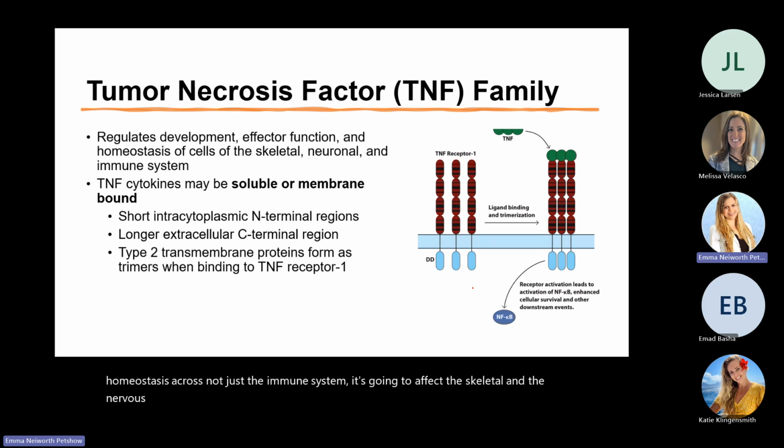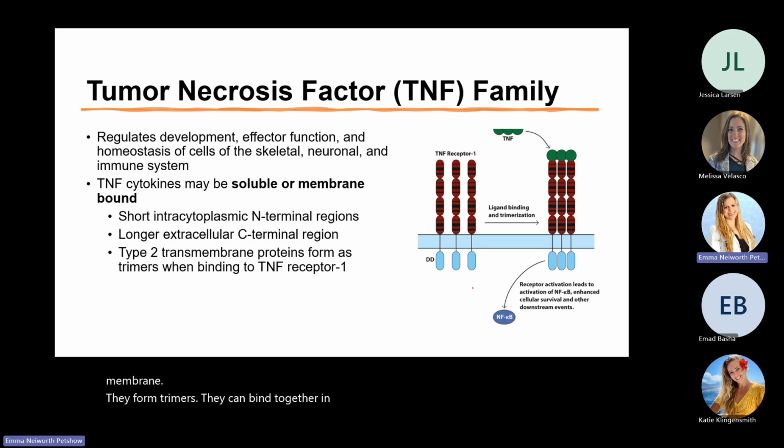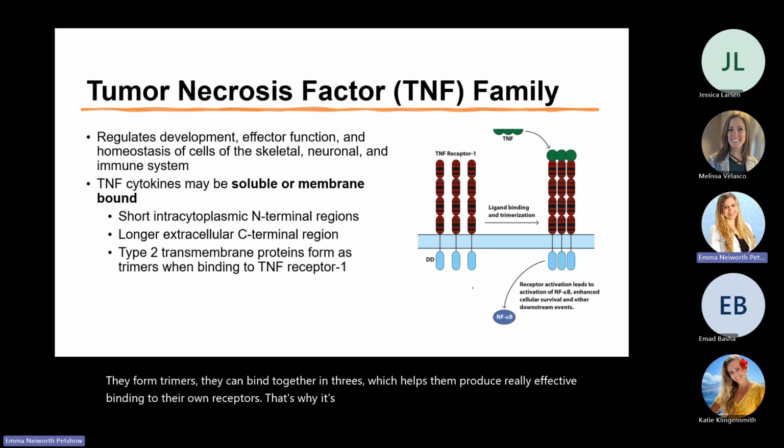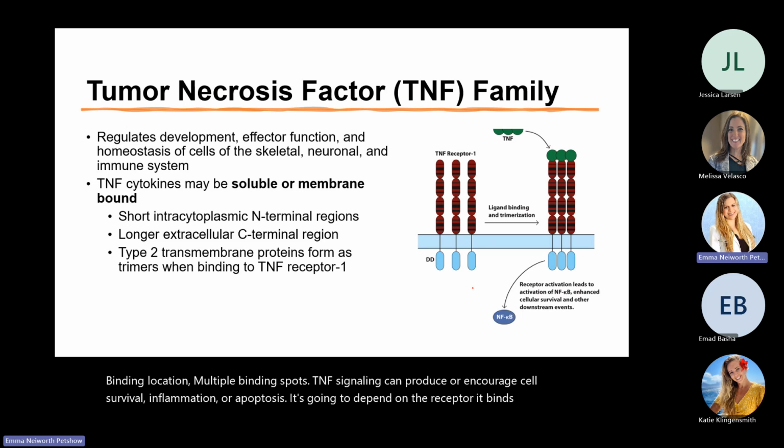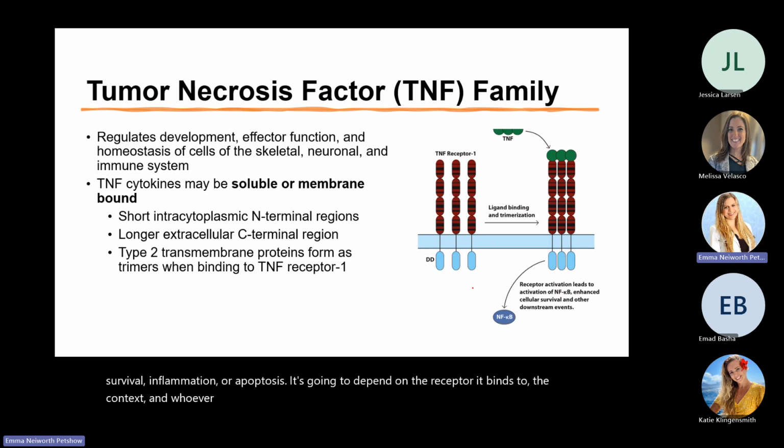Tumor necrosis factor cytokines can be soluble or they can be bound to a membrane. They form trimers. They can bind together in threes, which helps them produce really effective binding to their receptors. That's why it's really powerful, because it doesn't only have affinity, but it also has avidity, with multiple binding spots. TNF signaling can encourage cell survival, inflammation, or apoptosis. It depends on the receptor it binds to, the context, and what's downstream manipulating the response. So that's why TNF is hard, because it can do so many different things.